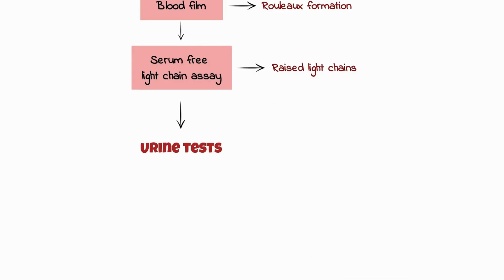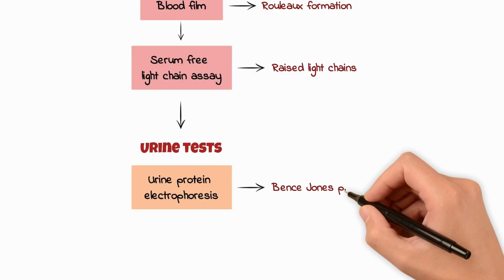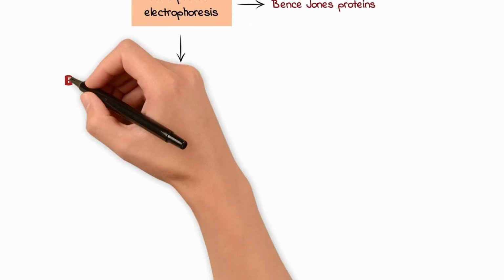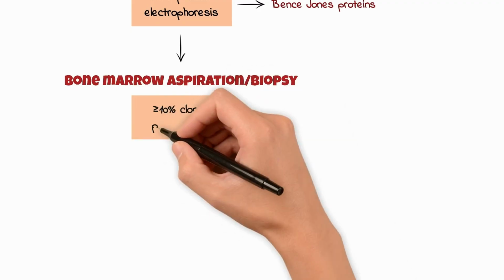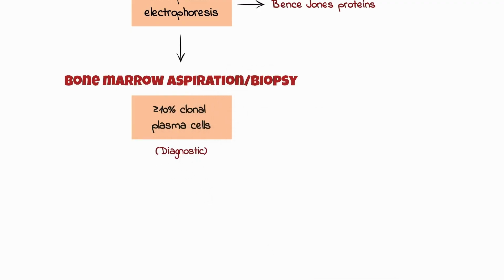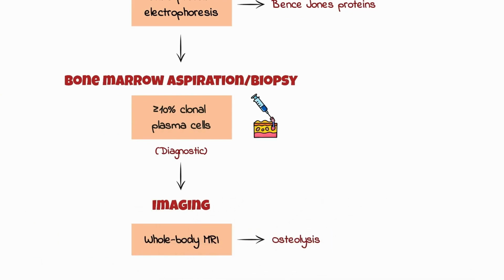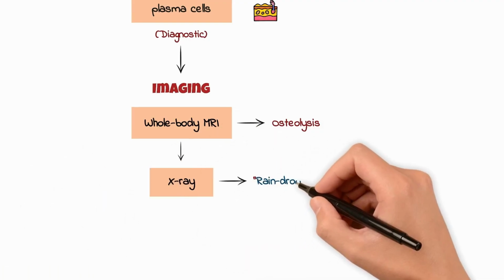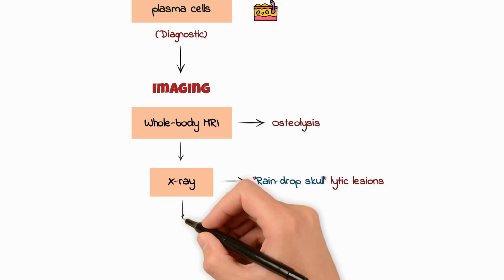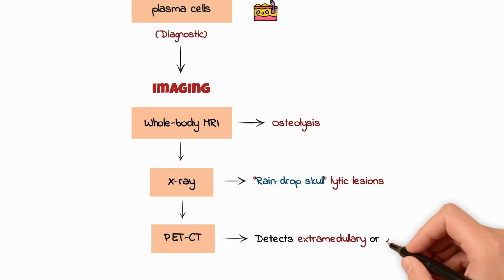Urine tests: urine protein electrophoresis, Bence-Jones proteins. Bone marrow aspiration or biopsy. At least 10% clonal plasma cells is diagnostic. Imaging: full body MRI can show osteolysis. X-ray can show raindrop skull, lytic lesions. PET-CT. This detects extramedullary or occult lesions.